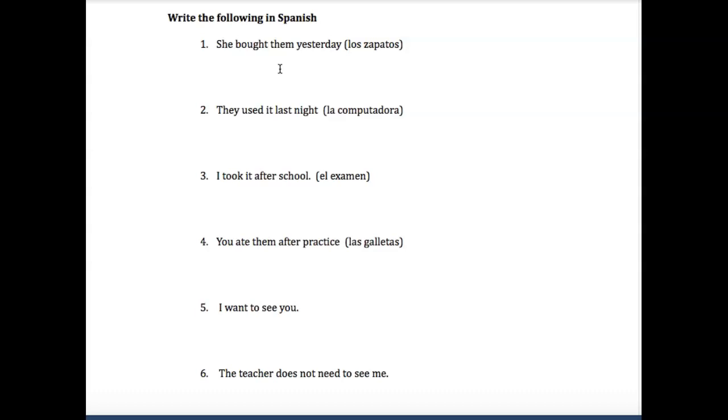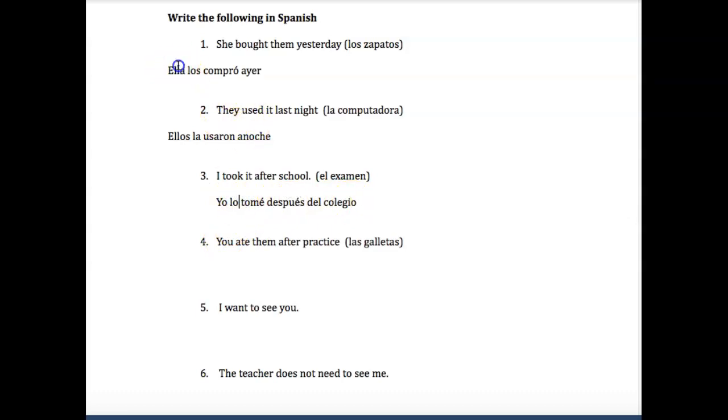So she bought them yesterday should look like this. She, ella, los compró ayer. She bought them yesterday. They used it last night, the computer. Ellos, it is la computadora, la usaron anoche. They used it last night. I took it after school. It is el examen. Yo lo tomé después del colegio. Good. I took it after school.